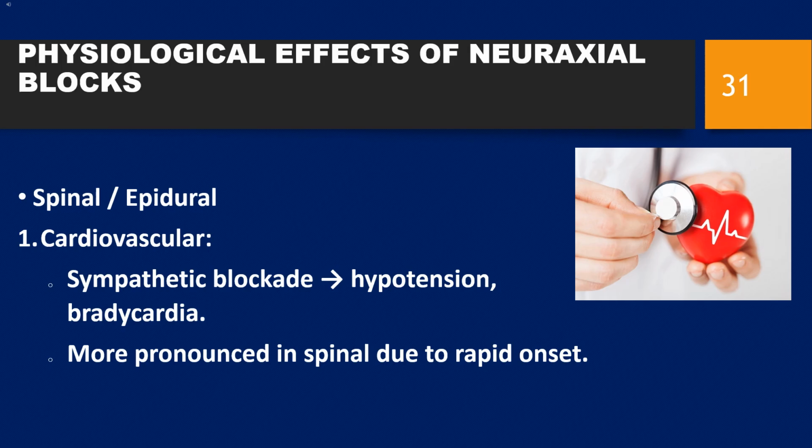Physiological effects of neuraxial blocks: spinal, epidural. Cardiovascular effects. 1. Sympathetic blockade leading to hypotension, bradycardia. Neuraxial blocks can cause vasodilation, leading to decreased blood pressure and potentially bradycardia. 2. More pronounced in spinal due to rapid onset. The rapid onset of spinal anesthesia can lead to a more significant drop in blood pressure compared to epidural anesthesia.